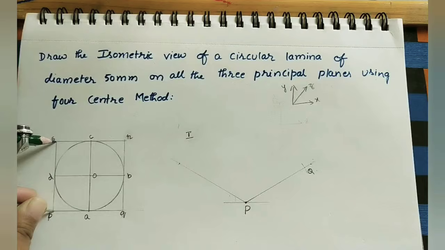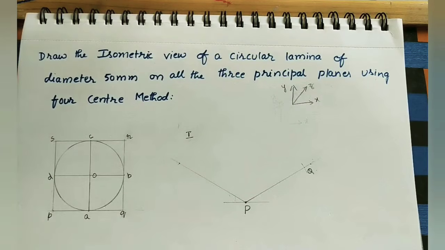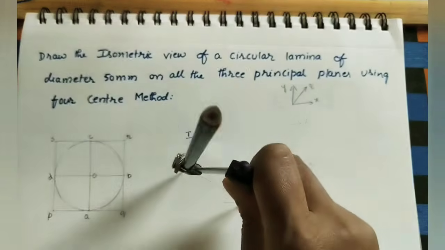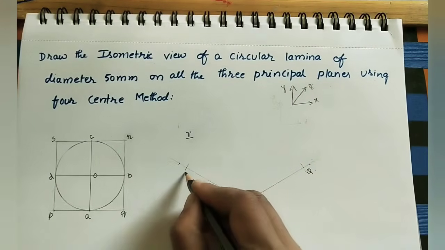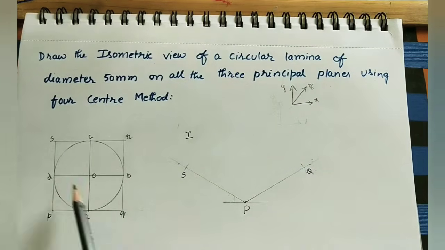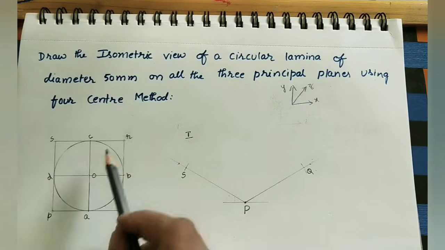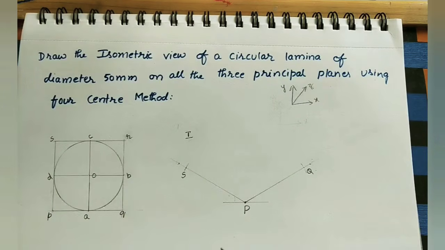Take this length using the compass. With P as center, make an arc here. The intersection point is S. At S, draw the SR line. This SR line is parallel to PQ. Here we will get the SR line parallel to this line.